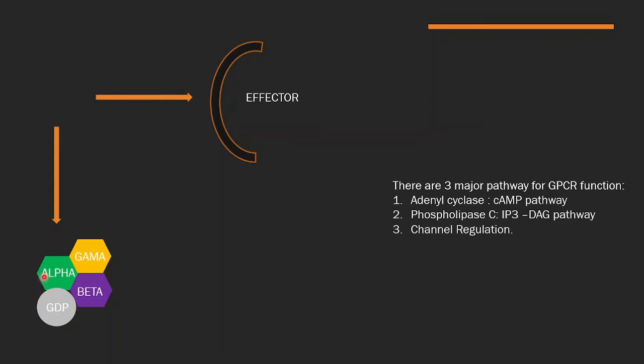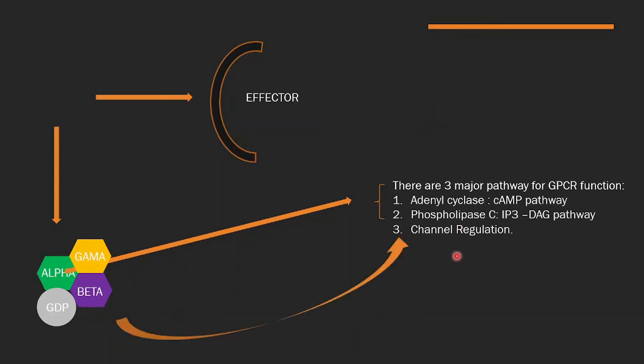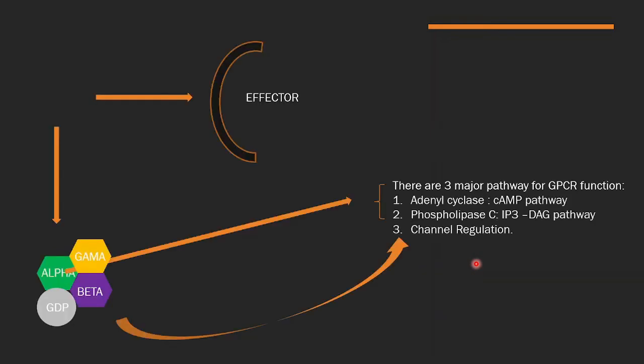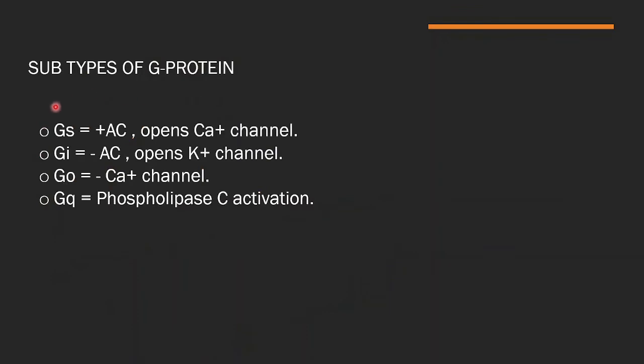For the alpha to show its response in the effector, usually it follows 2 paths, that is, it activates the adenyl cyclase and follows the cAMP pathway, or it can activate the phospholipase C and follows the IP3-DAG pathway. And beta and gamma directly control the channel regulation. So we will see what happens when the alpha at this position gets combined with the receptor, and if the receptor is coupled with these G proteins.